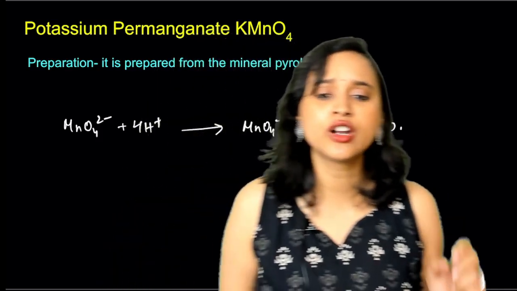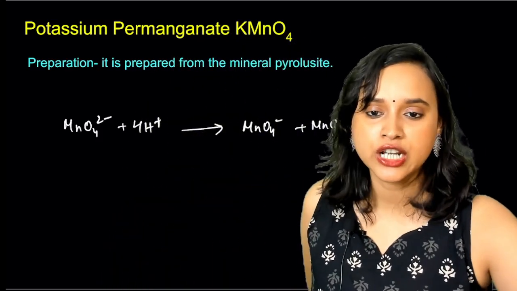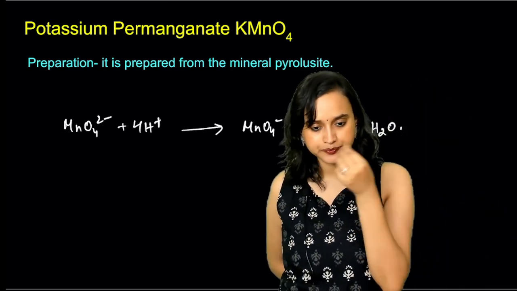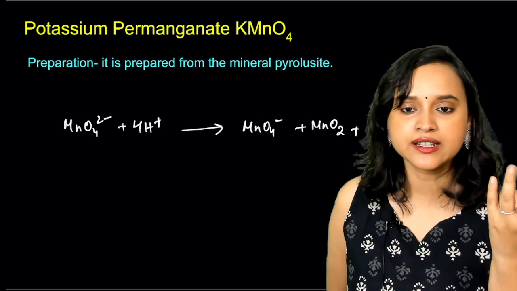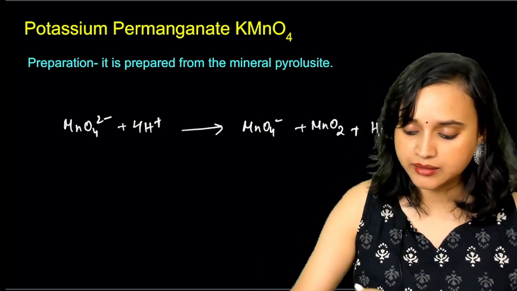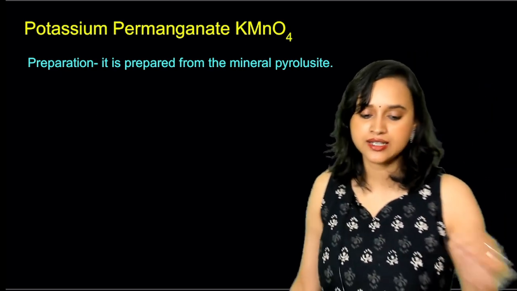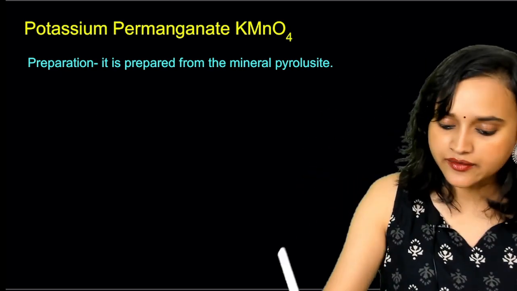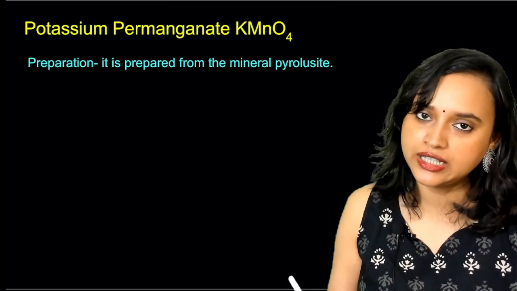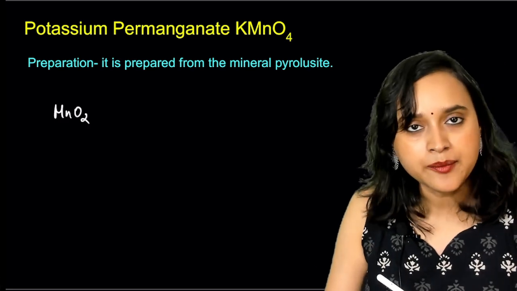So this is how you can prepare potassium permanganate. Now, how is it prepared on the large scale? Let me tell you. It is prepared from the mineral pyrolusite ore. So we are going to take the mineral pyrolusite ore. Pyrolusite is MnO2.